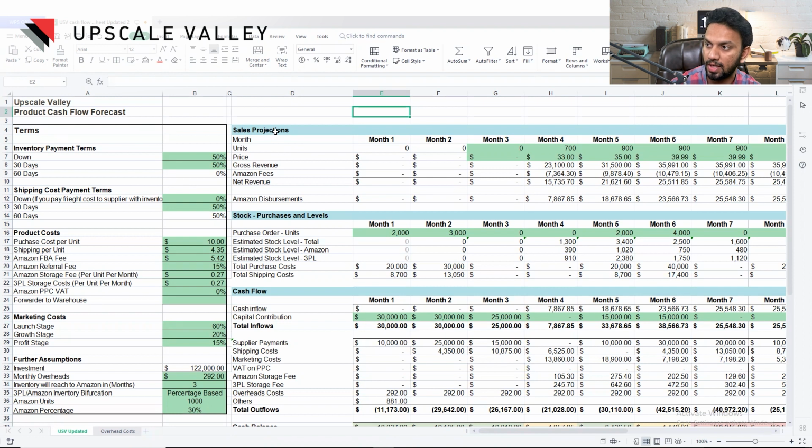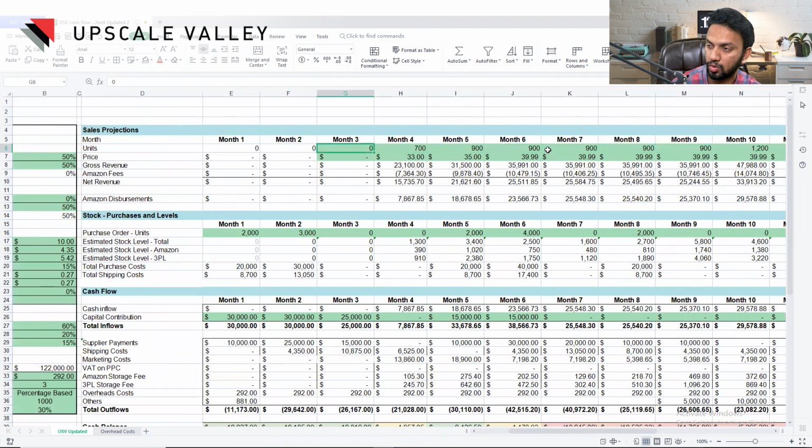The first section is the sale projection. We need to enter these two rows, which we have color coded green, before the sheet starts giving us the cash flow projection. The first one is the monthly sale velocity, the monthly units: how many units are we expecting to sell each month over the next 12 months? And here is the expected selling price.